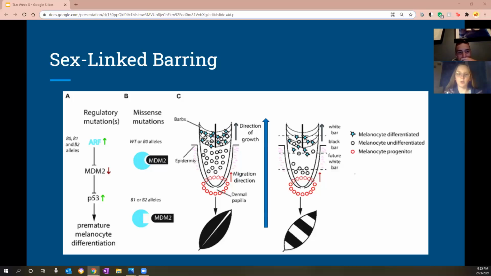In sex-linked barred feathers, upregulated ARF expression may lead to premature differentiation of pigment cells and a lack of undifferentiated melanocytes that can replenish the ones producing pigments. As the feather keeps on growing, no more melanocytes are available to produce the pigmentation, and it creates the white bar.